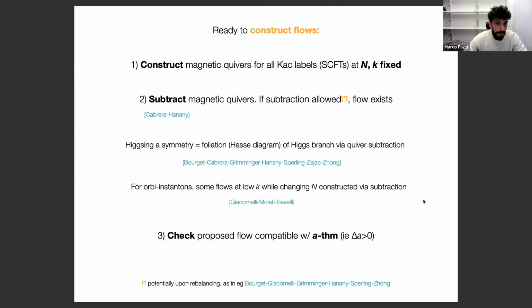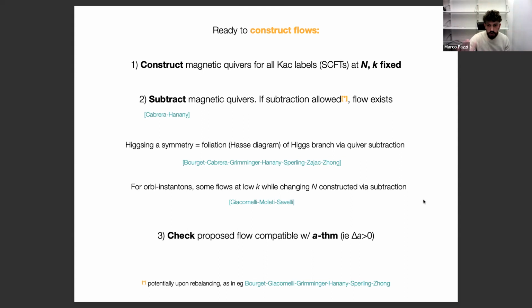Okay. So by the way, I don't want to spend too much time on the techniques here, but basically what is quiver subtraction? You stack two magnetic quivers on top of each other and you literally subtract the ranks of the gauge groups. And if you get no negative number in the subtraction, basically the subtraction is allowed, modulo some operation that is called rebalancing.